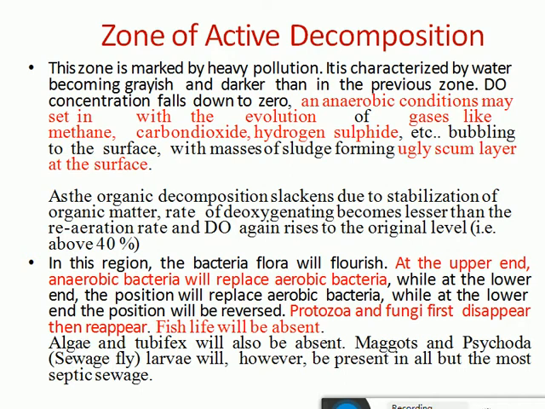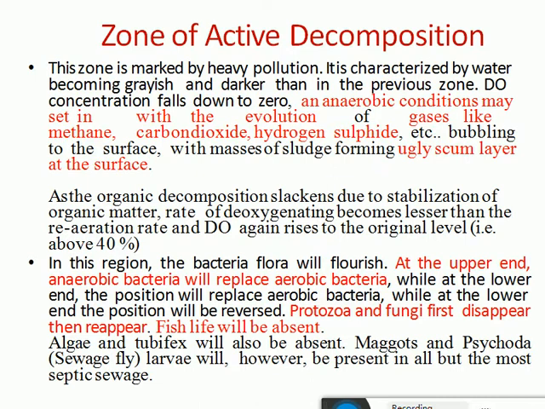So in the zone of active decomposition, the water will start to change its color and become grayish and darker than the previous zone because of the active decomposition taking place. Also anaerobic conditions prevail with the evolution of carbon dioxide, methane and hydrogen sulfide, which may start to bubble at the surface. Also masses of sludge form an ugly scum layer on the surface because of the decomposition taking place.